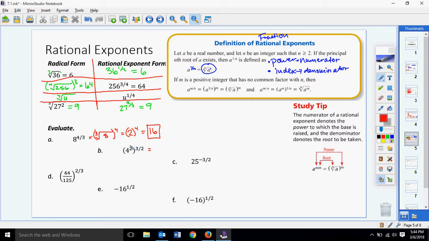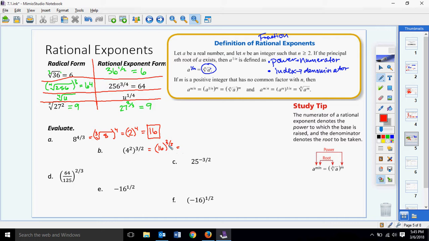Okay, so I'm taking 4 to the 2nd power, but I'm also taking that to the 3/2 power. So I have a power raised to another power. We'll talk about it on the next slide, a power to a power. So that's one way of doing it. I'm going to do it a different way. I'm going to simplify inside my parentheses. So 4 squared is 16. That means I'm taking 16 to the 3/2 power.